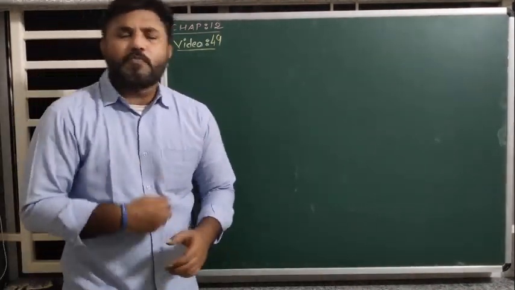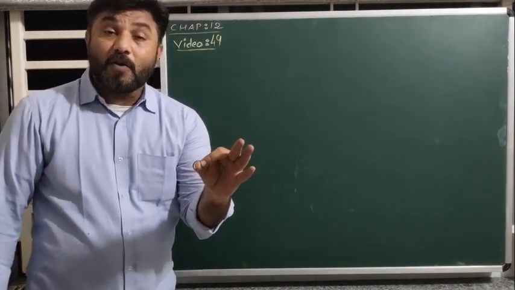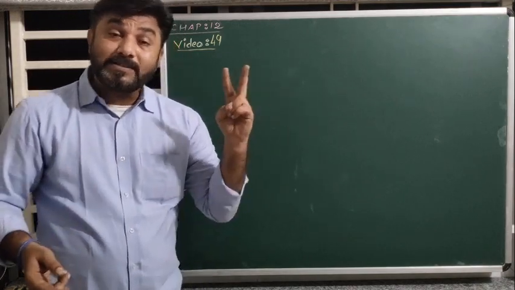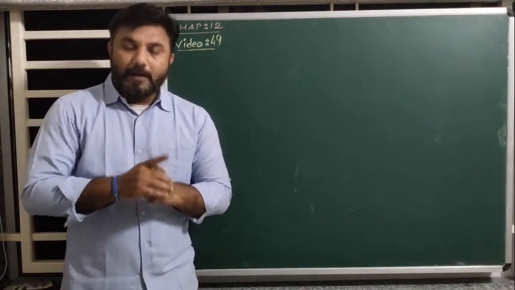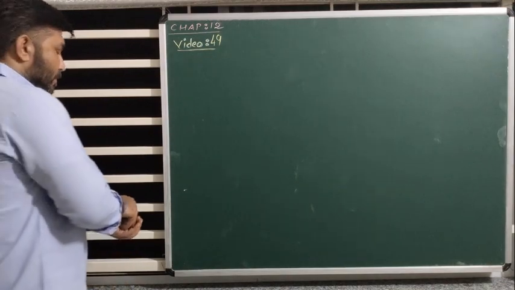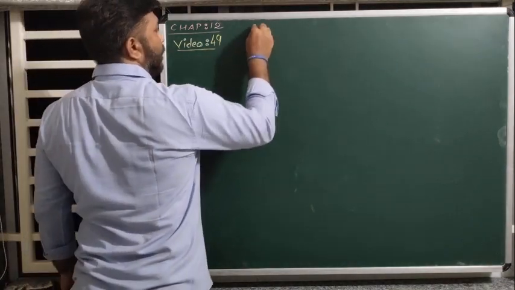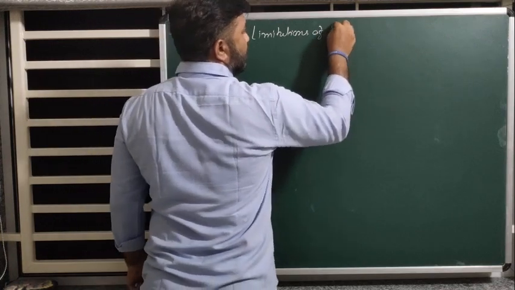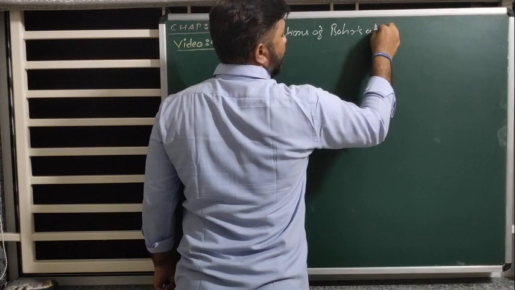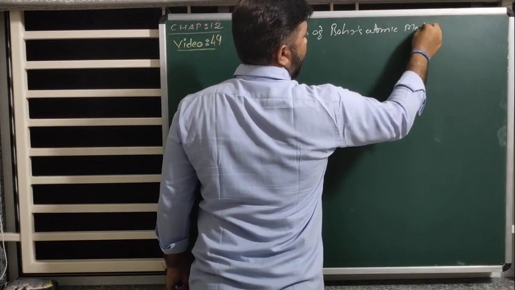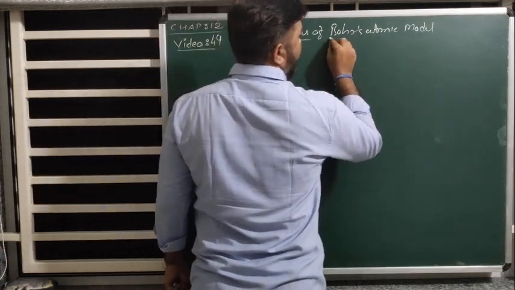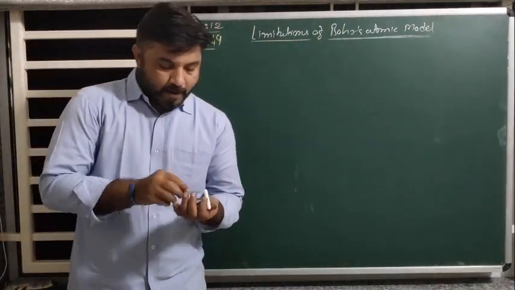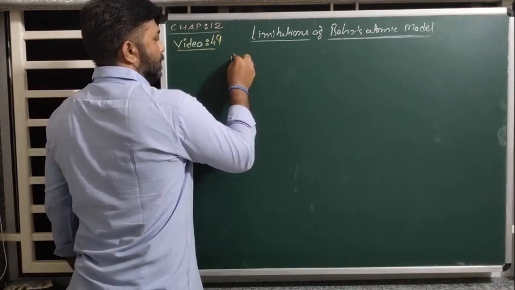In exams, this question is most popular: write the limitations of Bohr's atomic model. It is a very nice question. Individually, it can be asked as a 2 mark question. Let us see. Limitations of Bohr's atomic model. First limitation is odd combination.